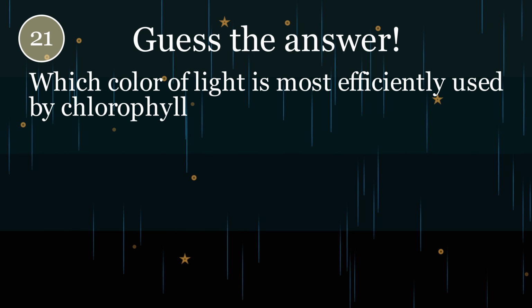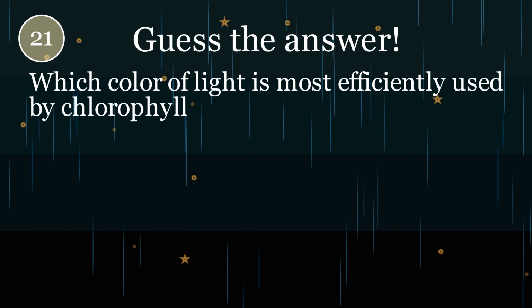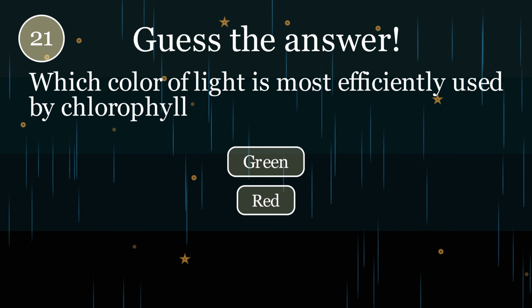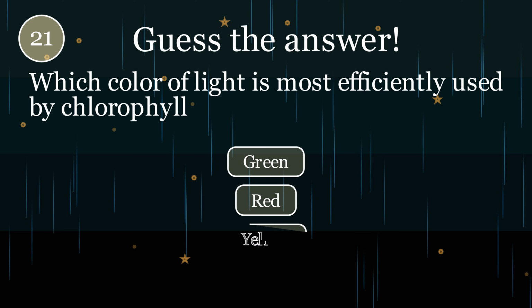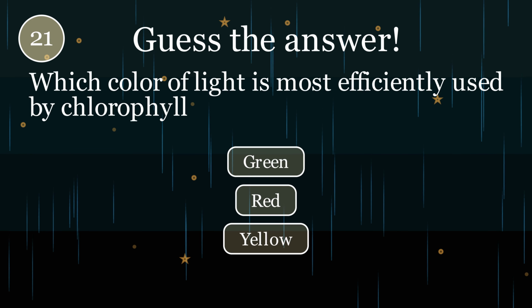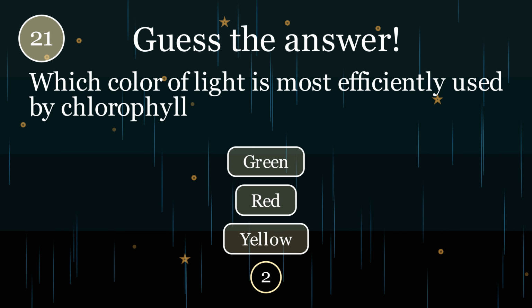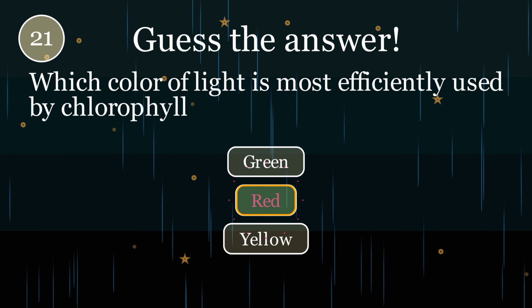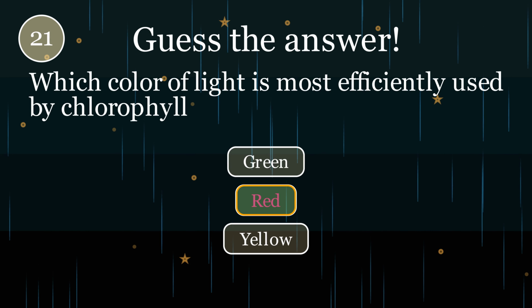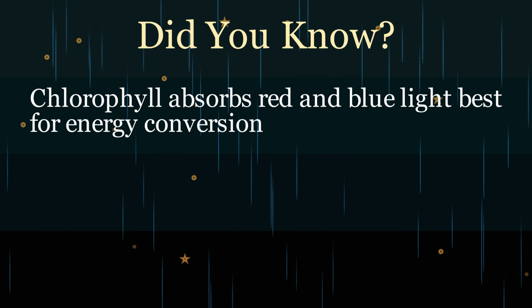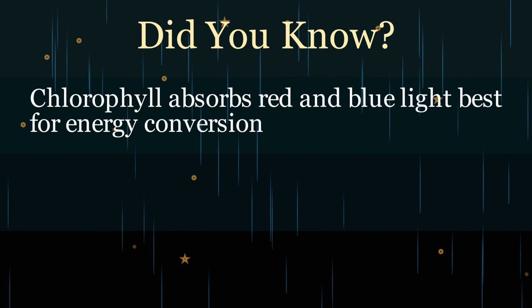Which color of light is most efficiently used by chlorophyll? Green, red, yellow. The correct answer is red. Let's learn something new. Chlorophyll absorbs red and blue light best for energy conversion.